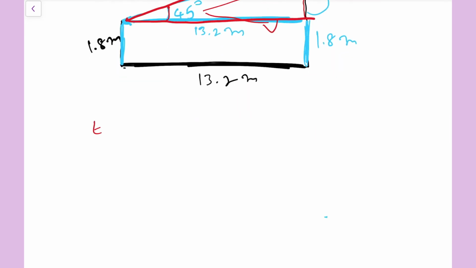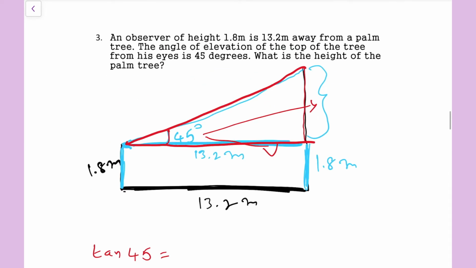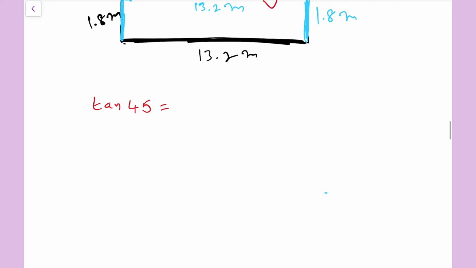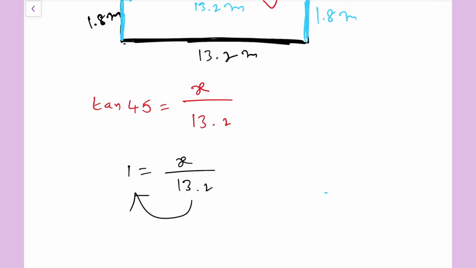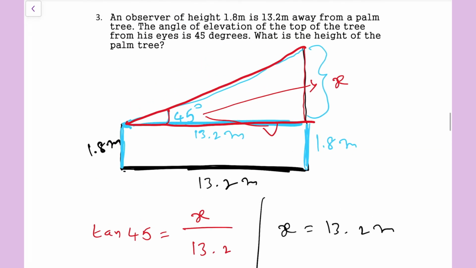Tan 45 equals opposite, unknown, so I am taking some x, divided by adjacent, which is 13.2. Tan 45 is 1, equals x divided by 13.2. Take 13.2 to the left side. So x value will be 13.2 meters. So this x we got as 13.2 meters.